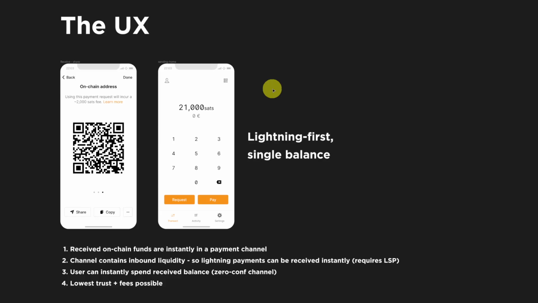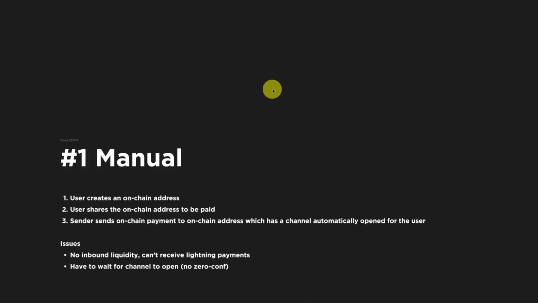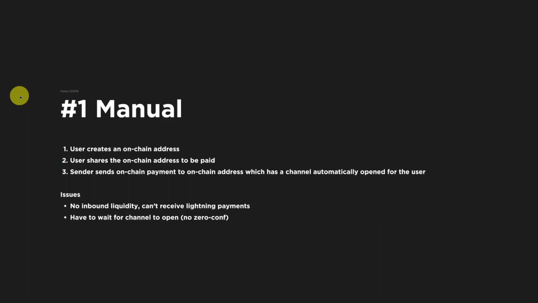Okay, cool. So we're going to get into the different ways you can do this. The first one, which is probably the worst UX, which I wouldn't recommend unless you're building a mobile Lightning wallet that's more catered towards experienced users, is a manual option. So the user creates an on-chain address, shares the on-chain address to be paid, the sender sends an on-chain payment to the address, and once the on-chain transaction is confirmed, this automatically opens a channel for the user. Blix does this.